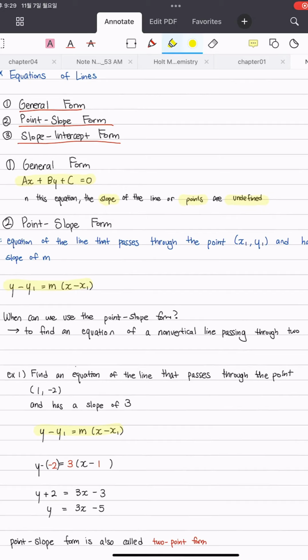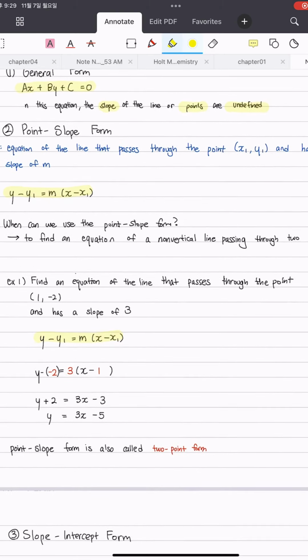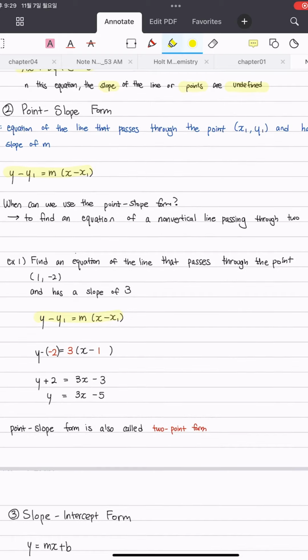Now let's talk about the point-slope form, which is an equation of the line that passes through the point (x1, y1) and has a slope of m. This is how we write the point-slope form. y minus y1 equals m multiplied by x minus x1. Then when do we use the point-slope form? This form is used when we find an equation of a non-vertical line passing through 2 points.